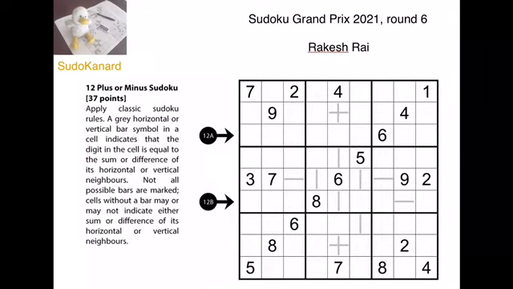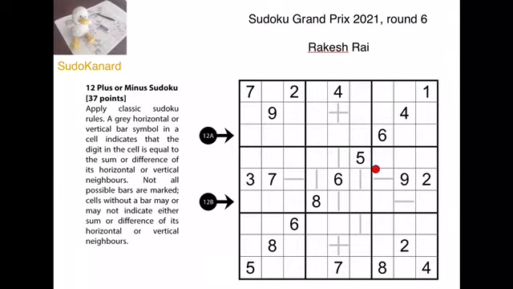Here is a plus or minus Sudoku puzzle which was featured on round 6 of Sudoku Grand Prix 2021, which was organized by India, and the Indian author Rakesh Rai created this puzzle. And during the contest I failed this puzzle, I broke the puzzle because at some point I had made a mistake in understanding the rule, and the mistake was not reading the rules.